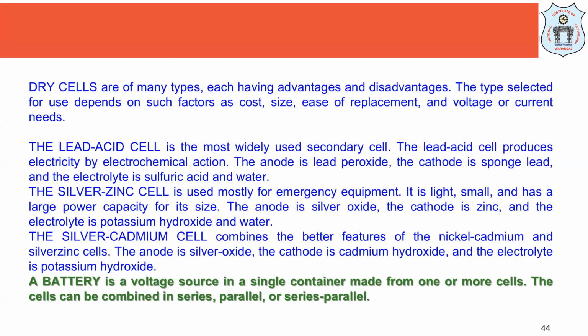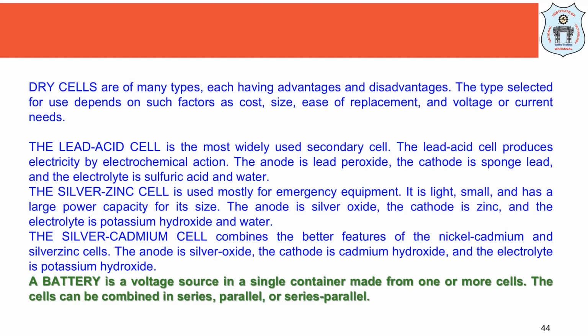And the lead acid battery or lead acid cell is the most widely used secondary battery, an example of a secondary battery. This lead acid battery will produce electricity by electrochemical action. The anode is lead peroxide, the cathode is sponge lead, which I have demonstrated, and the electrolyte is sulfuric acid and water. We have seen that during operation, the content of sulfuric acid decreases and water increases. When we recharge, again the sulfuric acid content increases. What is happening to the sulfuric acid? It is getting deposited as lead sulfate at the anode and cathode, right?